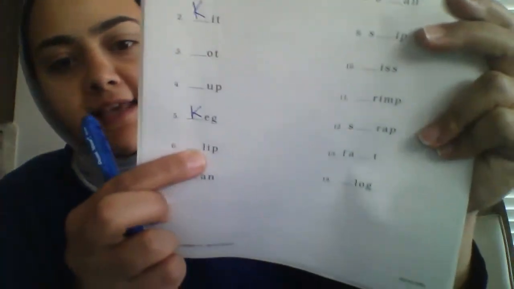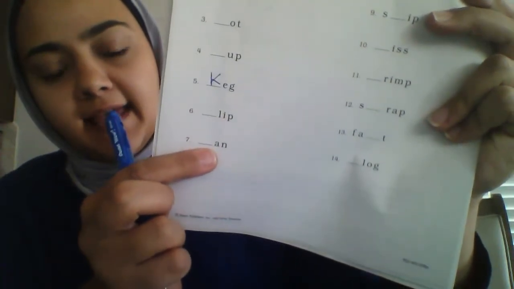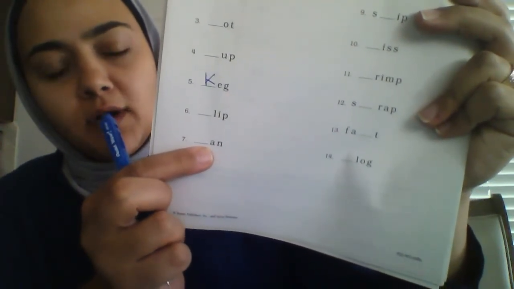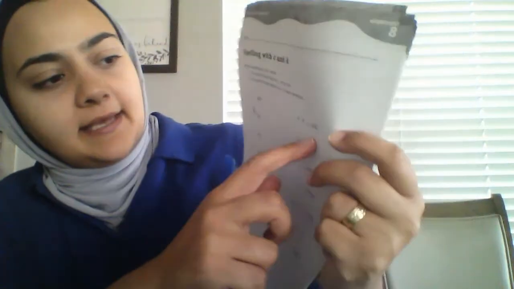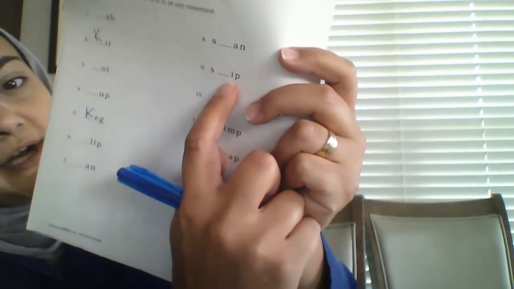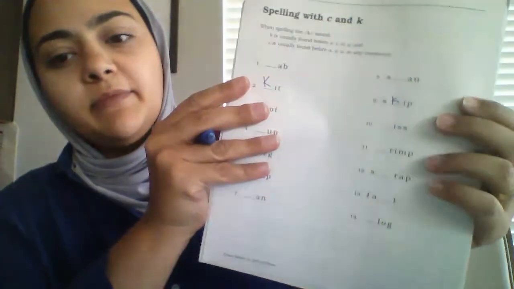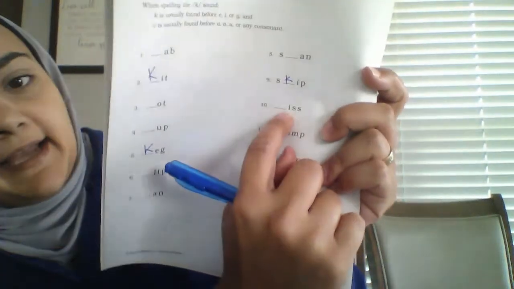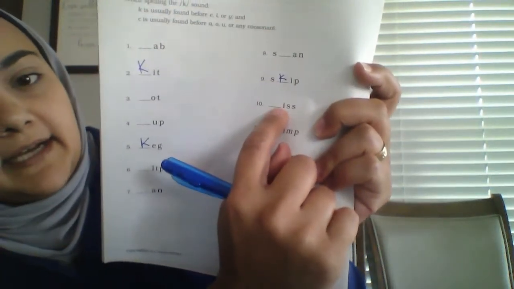Is that L an E, I, or Y? No. Is the A an E, I, or Y? No. Is the A again an E, I, or Y? No. Is the I an E, I, or Y? Yes. So we're going to use the K. If you're leaving the other ones blank, that's okay. We'll go back to it. Number 10. Is that an E, I, or Y? Yes, that's an I. So we use what? The letter K. Good job.